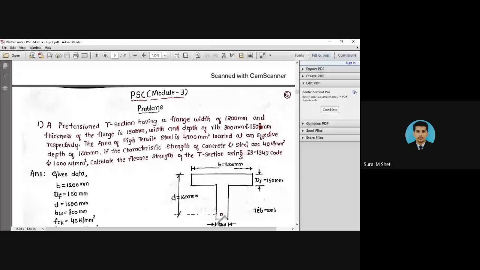Okay, I'll solve a problem in module 3. The question is here. I'll read the question first.